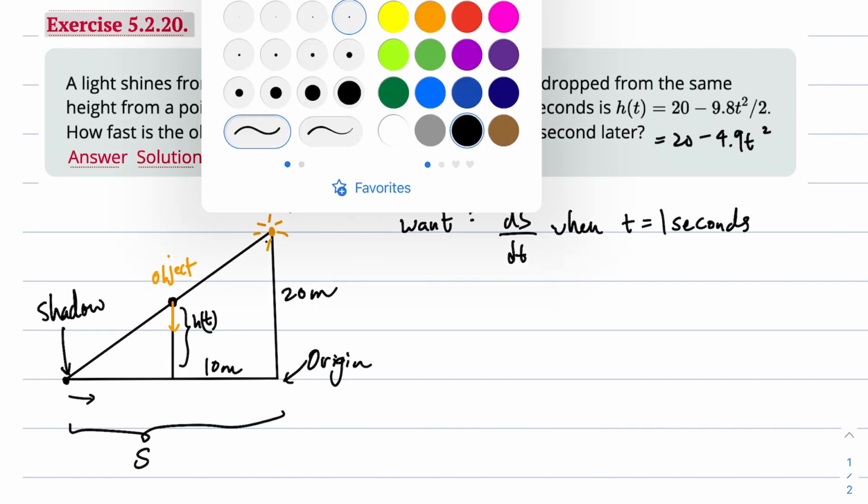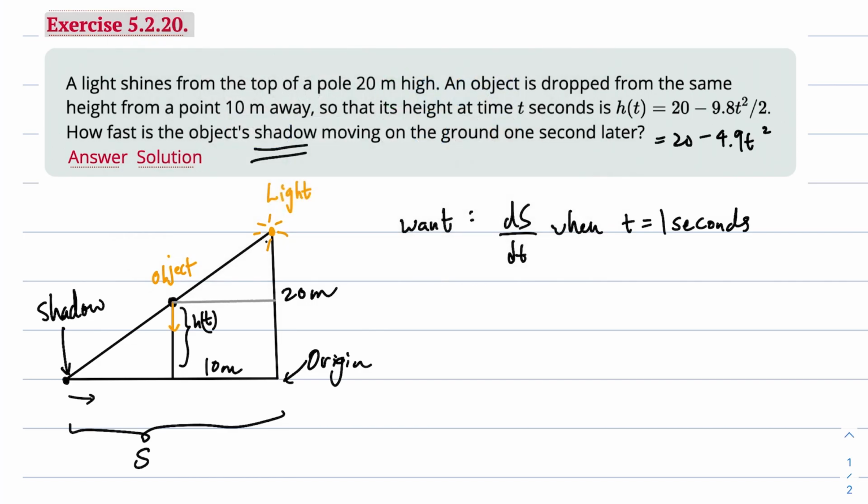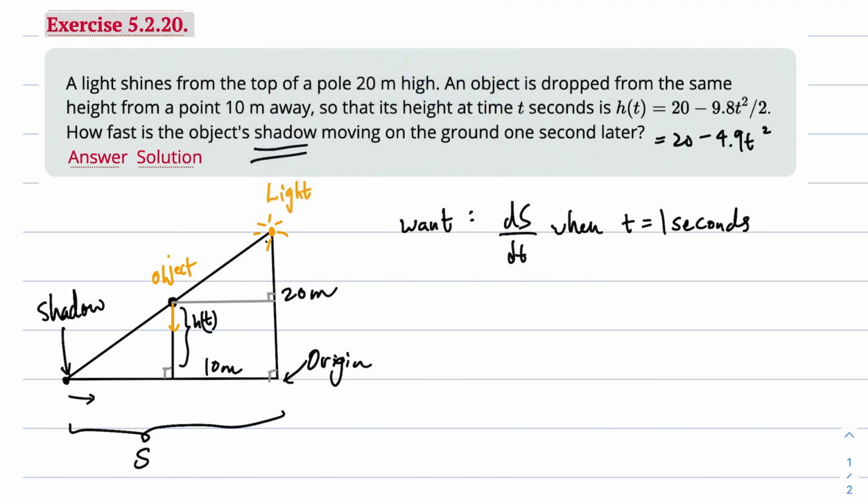Okay, so what I'm going to do is make a projection from the object towards the light, and that will be our right angle. This is our right angle, this is our right angle, and so on. So this outer triangle, I'm going to say the ratio of S to 20, the ratio of this side to this side, is the same as the ratio of this side to this side.